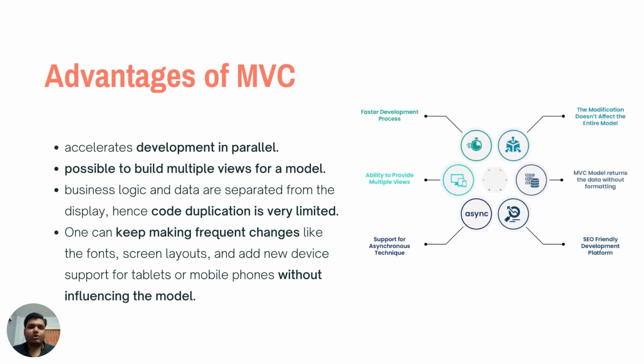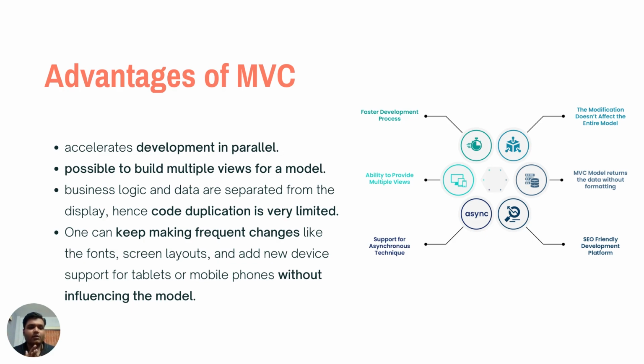Now let us look at the advantages of MVC. MVC accelerates development in parallel. What does this mean? Your designers can independently work on the view layer, your developers can independently work on the controller layer, and your database people can independently work on the model layer. Also, because of the MVC pattern, it's possible to build multiple views for a model. What does this mean? We have a common backend for the application, and there are multiple views.